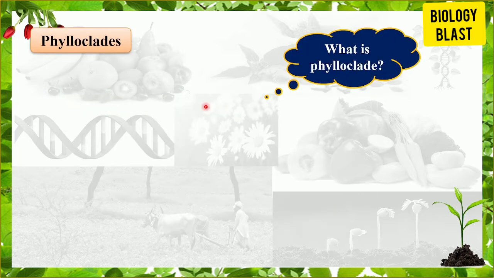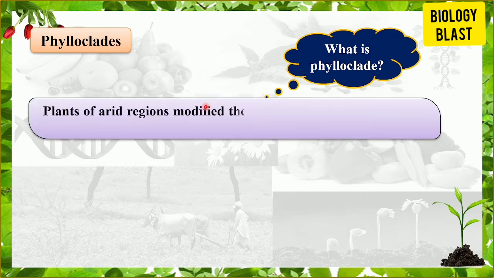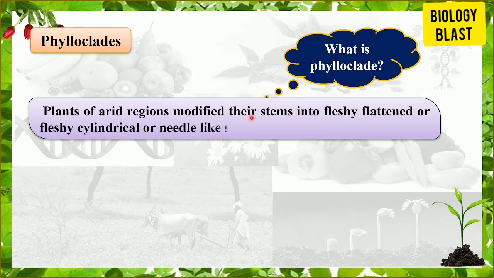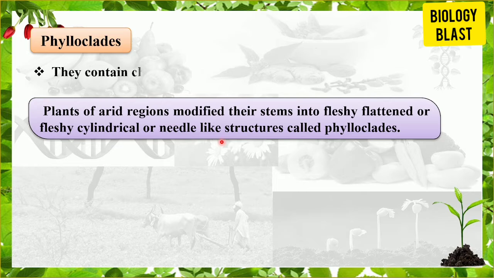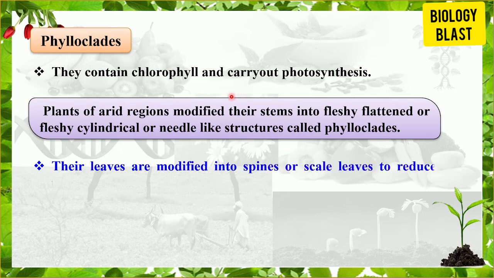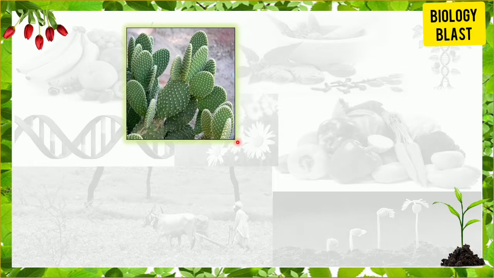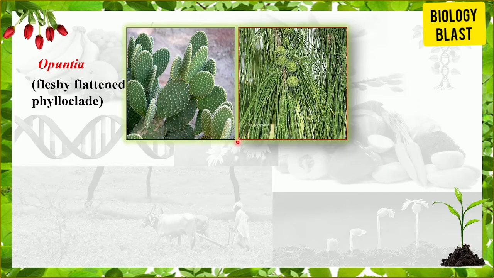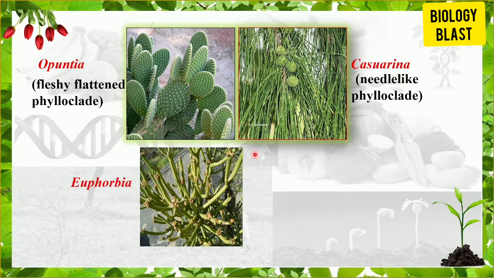Phylloclades. What do you mean by phylloclade? Plants of arid regions modify their stem into flat and fleshy, or cylindrical needle-like structures that are called phylloclades. They contain chlorophyll and carry out photosynthesis. Their leaves are modified into spines or scale leaves to reduce transpiration. Example, Opuntia. Next, Casuarina, needle-like phylloclade, and fleshy phylloclade. Euphorbia, fleshy cylindrical phylloclades.